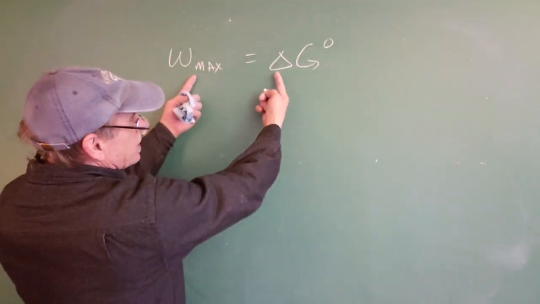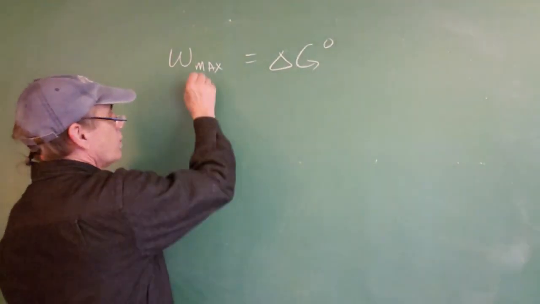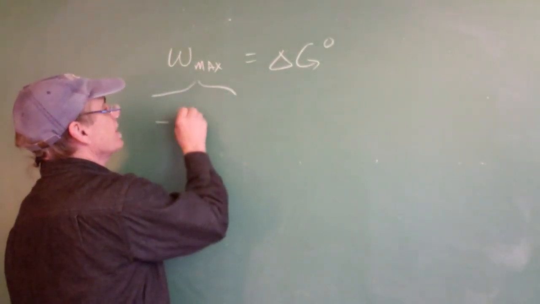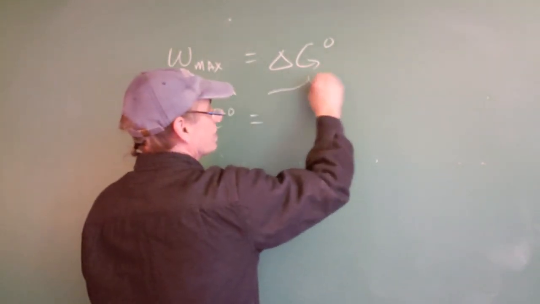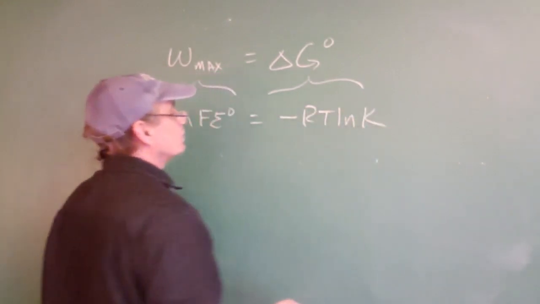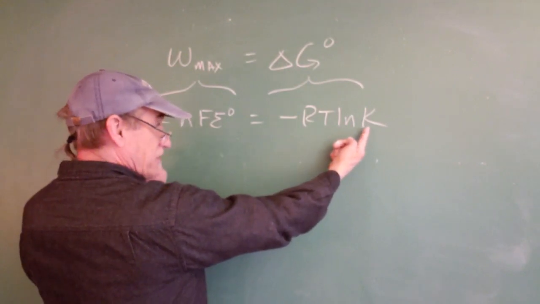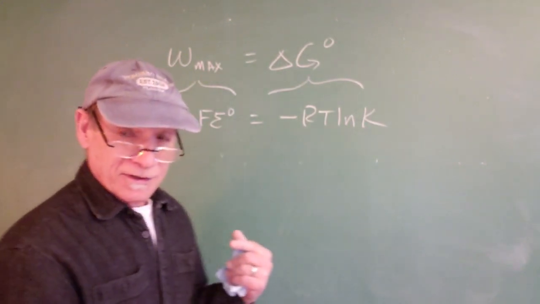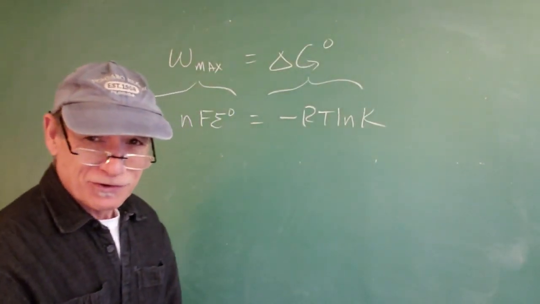Well, since these two are equal to each other, the work max that you can get out of a system is equal to delta G naught. We could say, well, this is minus NF E naught. This, we established in the last chapter, was minus RT ln of K. Well, right there, you can see there's a mathematical relationship then between the voltage of a cell and its equilibrium constant. Well, we can't pass that up.